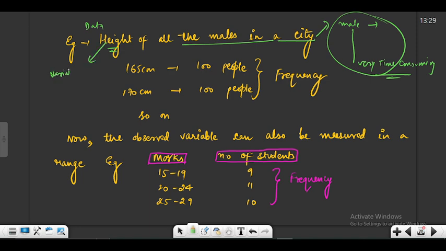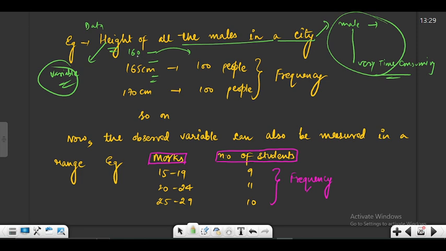Instead of doing this, you can mark that this height is a variable, and this variable will have different observations. You can list these observations. Say the height can vary from 160 centimeter to 170 centimeter, so you can list all these values, and corresponding to each observation you can mark how many males are there. So how many males are there for the height of 160 centimeter, and similarly you can go on for the range that you have created for this variable.